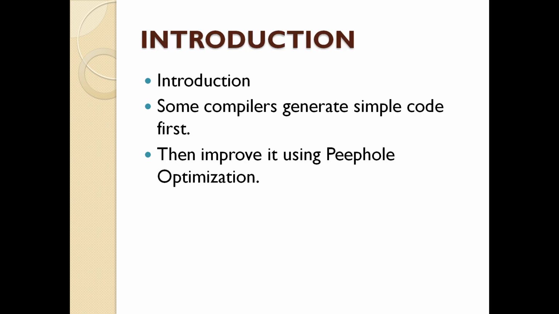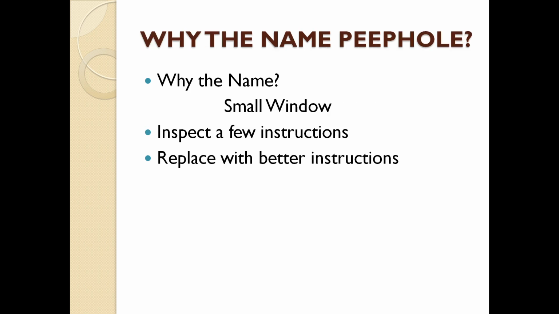Not all compilers generate highly optimized code immediately. Many compilers first generate a straightforward version of the machine code. This initial code is correct, but it may contain unnecessary instructions. After code generation, the compiler examines the code and tries to improve it. One important technique used for this purpose is called peephole optimization.